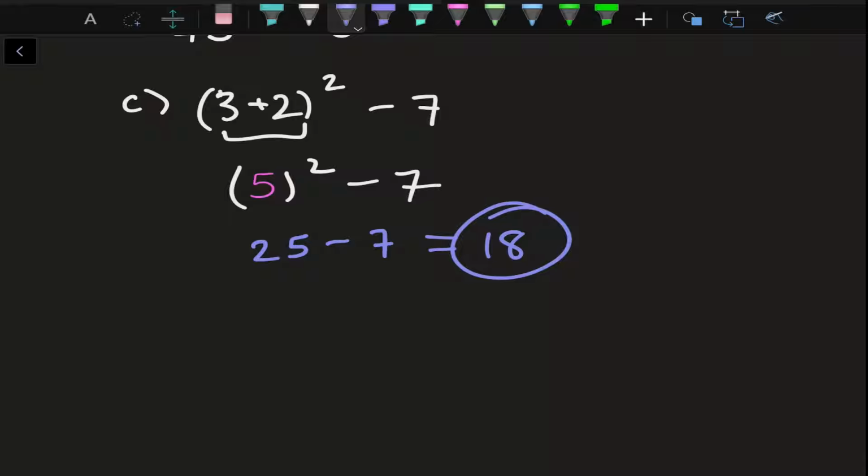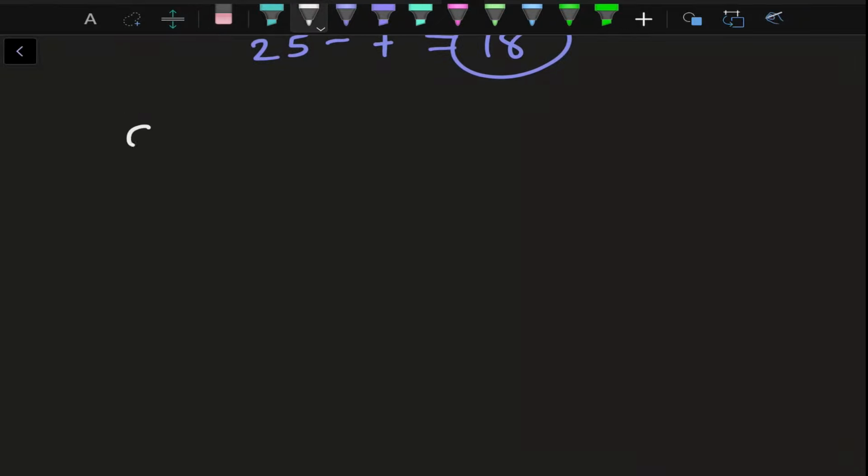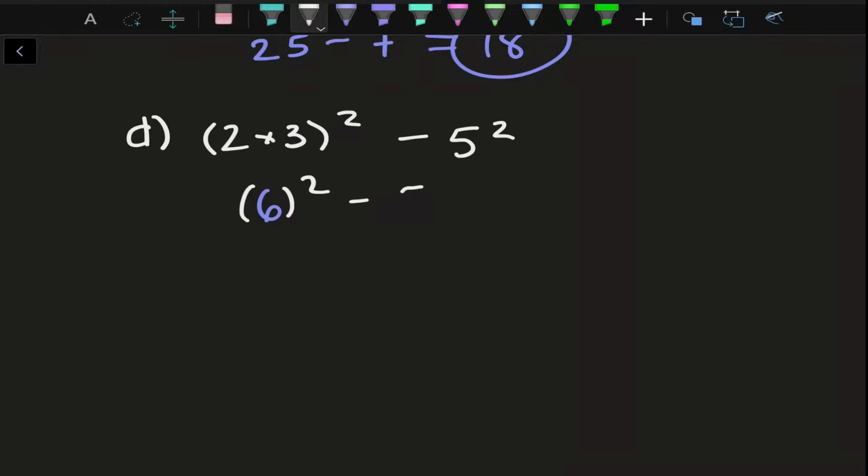Nice and quick. D. 2 times 3 squared minus 5 squared. Okay, pause it, check it out, see how you did. Again, we'll start in those brackets. 2 times 3 is 6. Now I have 6 squared minus 5 squared. Exponents next. 6 squared is 36. 5 squared is 25. 36 minus 25 is what we're left with, which is equal to 11. Perfect.